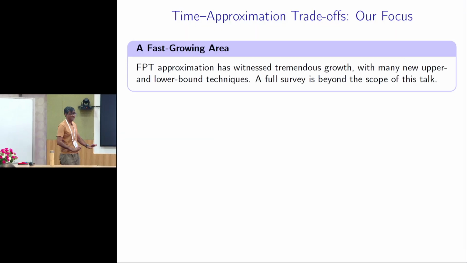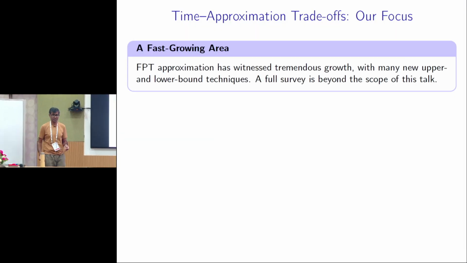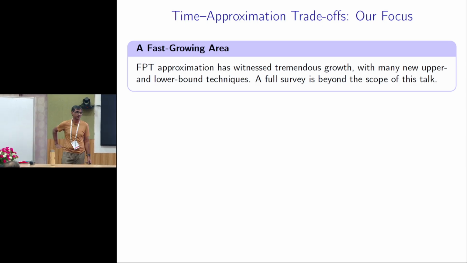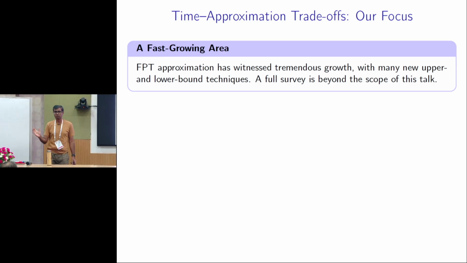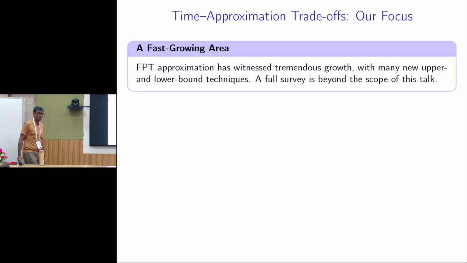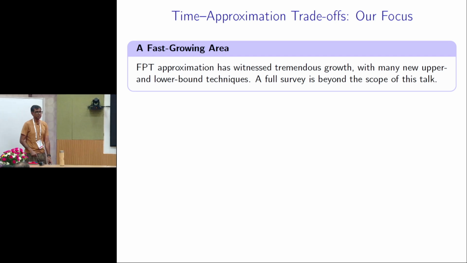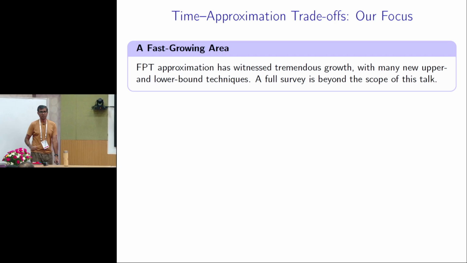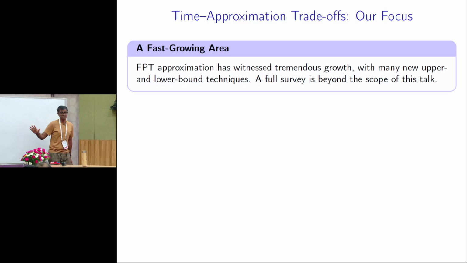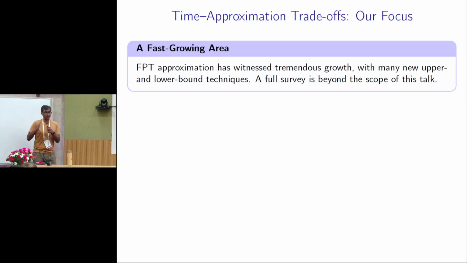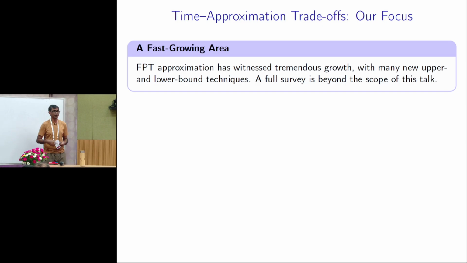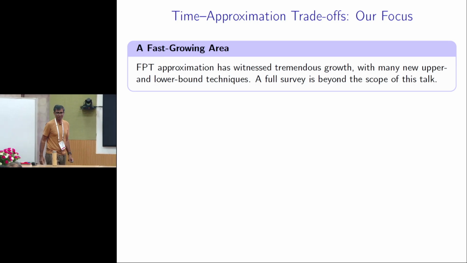Okay? So it has witnessed a lot of growth in the last decades, and people have proved, especially in the lower bound side, some amazing results by relating it to hardness of approximation in polynomial time, proving some variants of PCP-kind of theorems for parameterized complexity. But people have still not got the kind of results they want, and this is a very active area, and people are working on it. That is beyond what I can tell you.